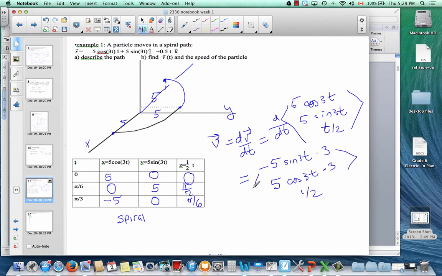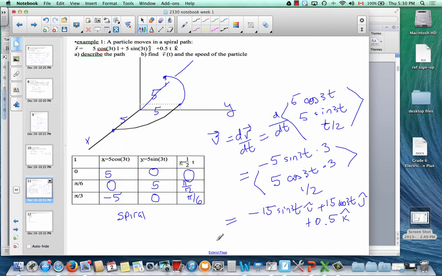So that is the 3 components of velocity, x velocity, y velocity, z velocity. So this works out to be minus 15 sine 3t, that's the i component, I'll just switch back to ijk, plus 15 cos 3t, that's the j component, plus 0.5 in the k direction. So those are the 3 components of velocity. So we've found the vector velocity. Now the speed, what's that?